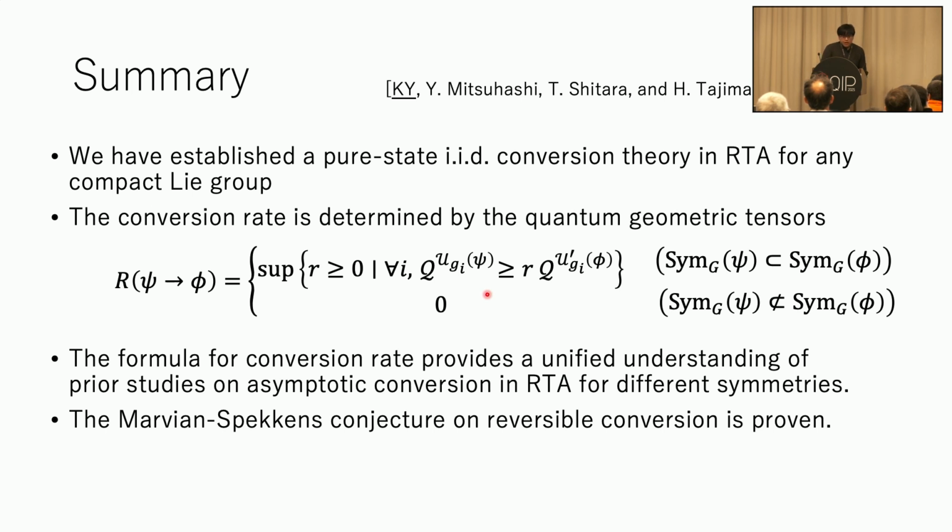And this formula provides a unified understanding of prior studies on the asymptotic conversion rate in the resource theory of asymmetry for different setups, including not only the continuous symmetry, but also the discrete symmetries. And in addition, we have affirmatively proved the Marvian-Spekkens conjecture on reversible conversion. OK, that's all. Thank you very much.